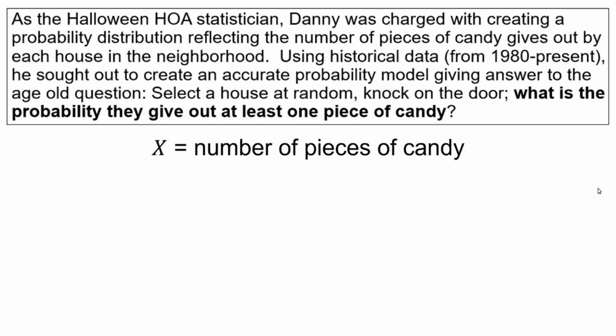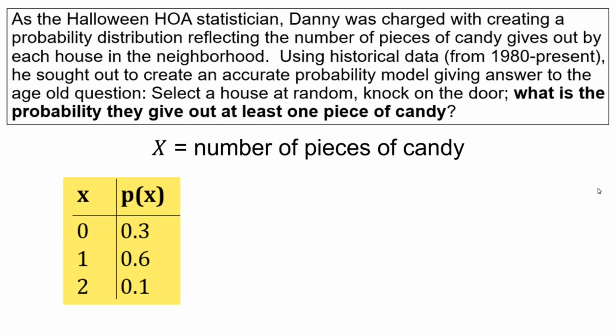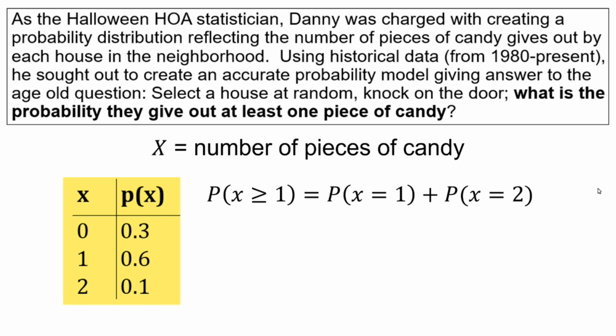What is the probability they give out at least one piece of candy when trick-or-treating? That's written this way. I'm going to focus a bit on the symbols and drag my feet a bit, because these symbols are going to be important as we move through the course. These are equality symbols: that's the probability x equals 1, and this is the probability x equals 2. But this is an inequality symbol, which represents 1 or more.